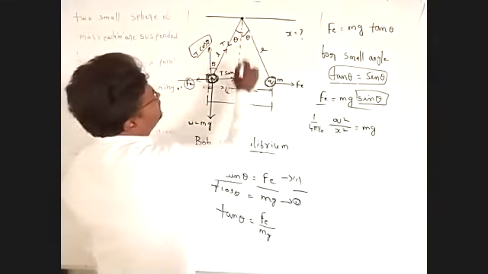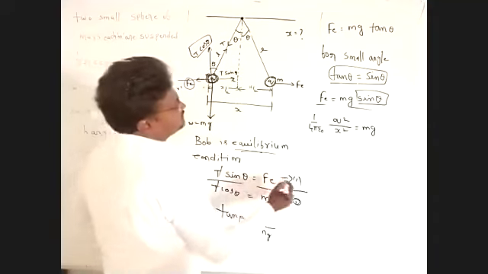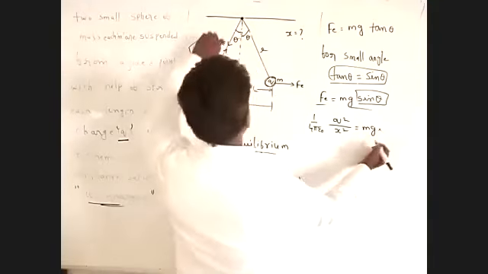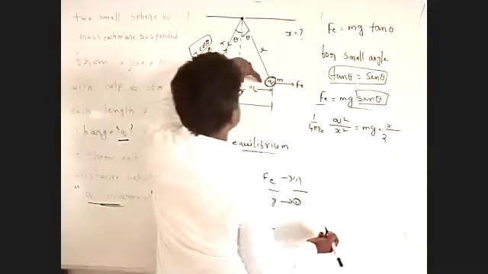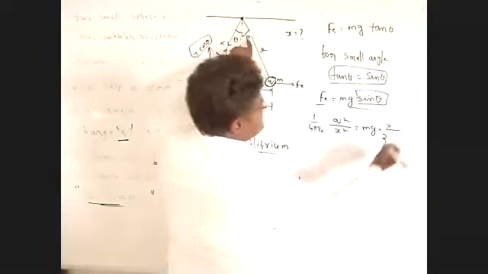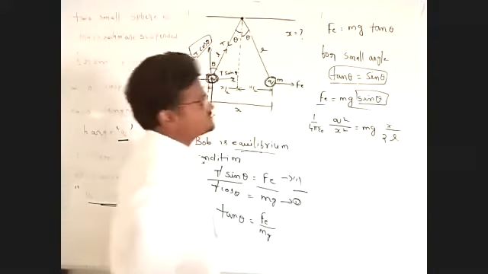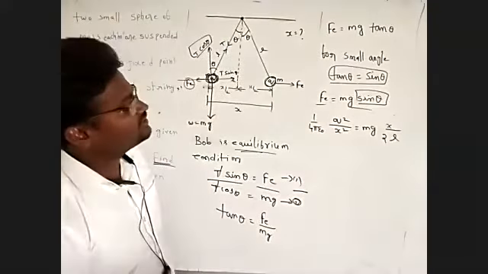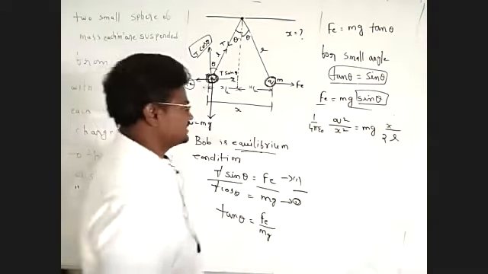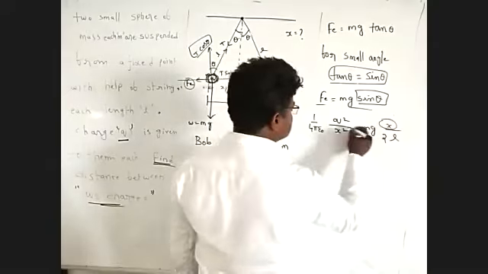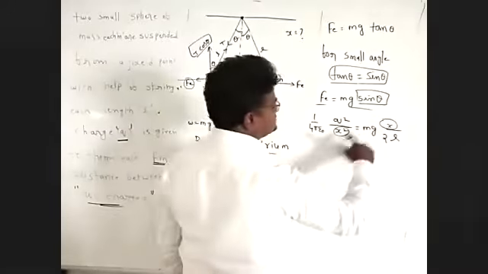You can take any one triangle. Sin theta means opposite side over hypotenuse. This is the opposite side, x by 2, and the hypotenuse is 2l. So sin theta is equal to x by 2l. That is the sin theta value. Now I want this x square value, so take this side.